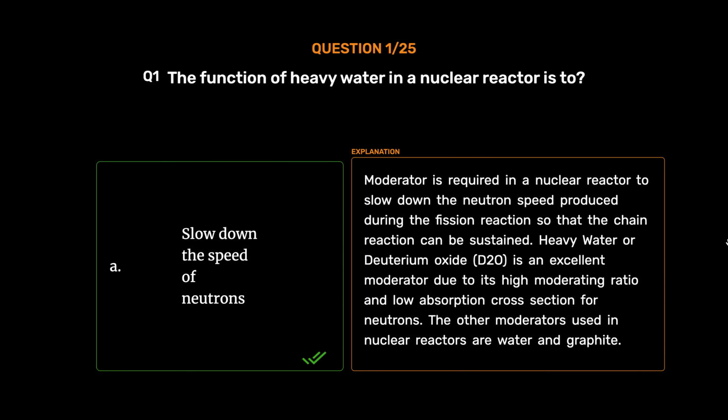Moderator is required in a nuclear reactor to slow down the neutron speed produced during the fission reaction so that the chain reaction can be sustained. Heavy water or deuterium oxide, D2O, is an excellent moderator due to its high moderating ratio and low absorption cross-section for neutrons. The other moderators used in nuclear reactors are water and graphite.